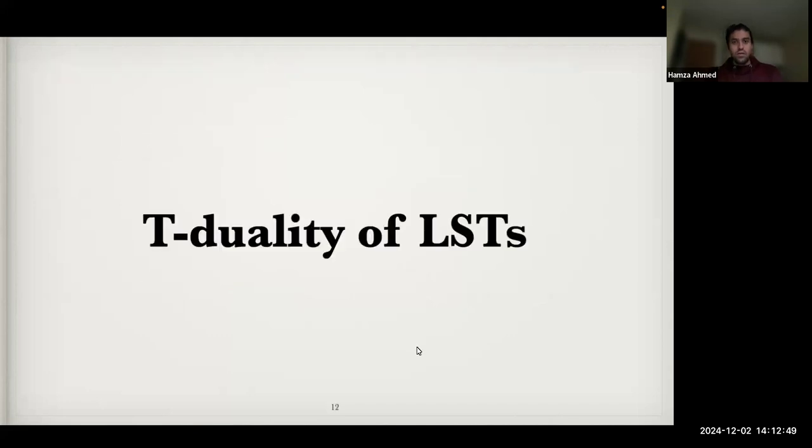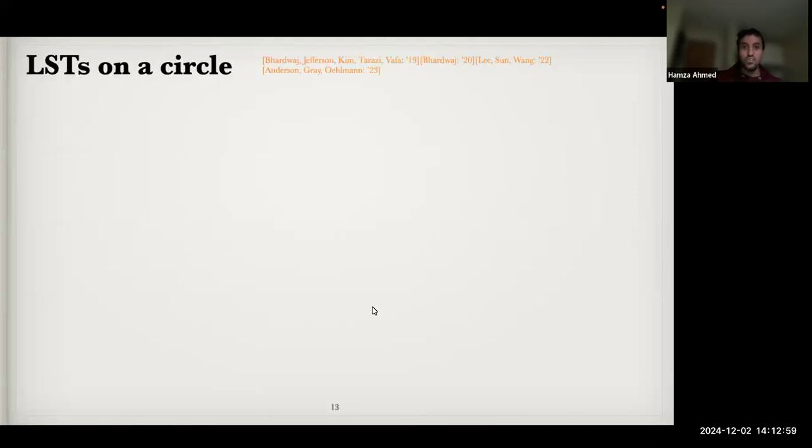Good. Right. So now that we know what heterotic LSTs are, let me explain what we mean by T-dual LSTs. Before that, we need to put these theories on a circle. We want to look at T-duality in lower dimensions. We want to look at 5D theories. So if you take a 6D string theory and put it on a circle, you get a 5D Kaluza-Klein theory in general.